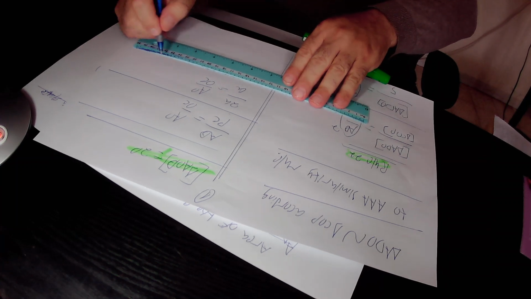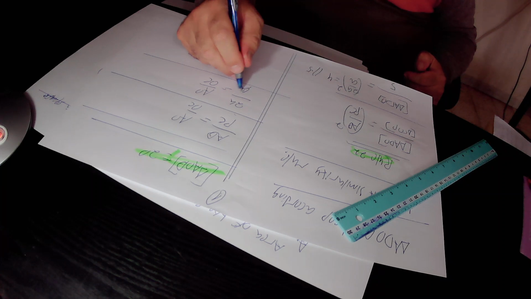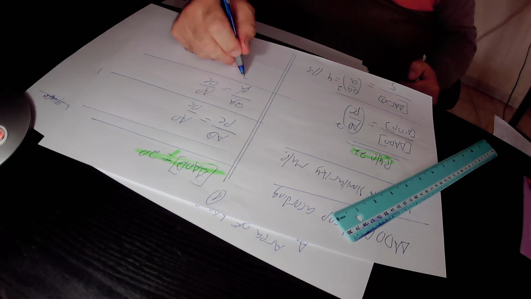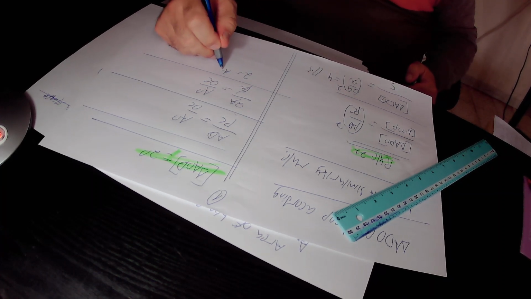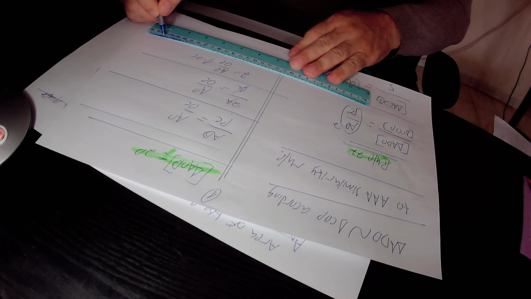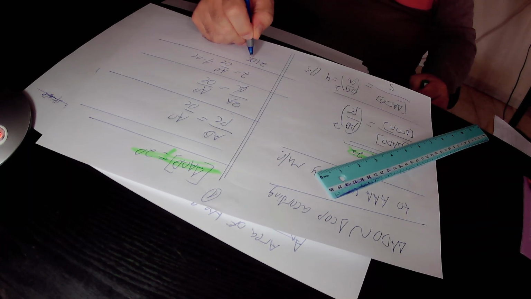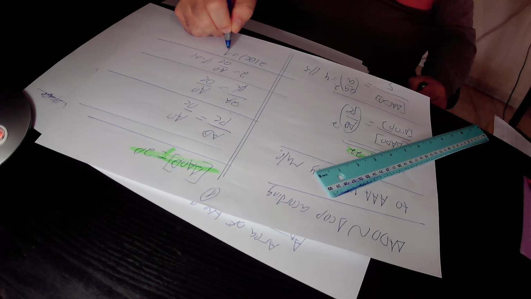In this side of the equation, we have A in the numerator and A in the denominator, so A will get cancelled, and we are left only with 2. So 2 equals AO over OC. Here we multiply this equation by OC, and we get that 2 times OC is equal to AO.